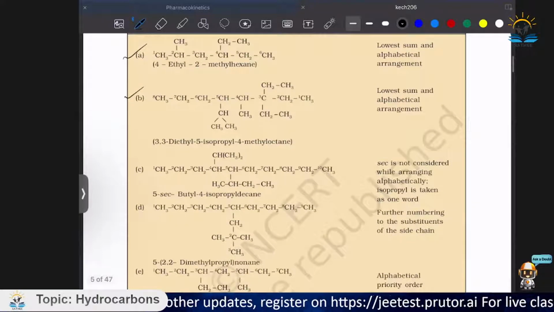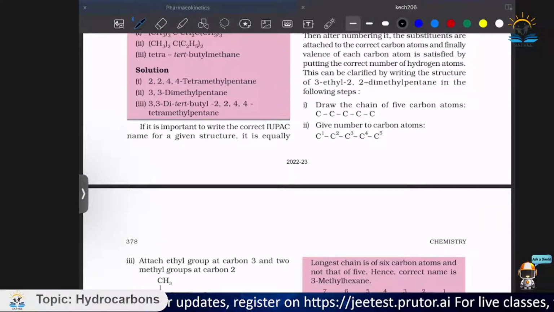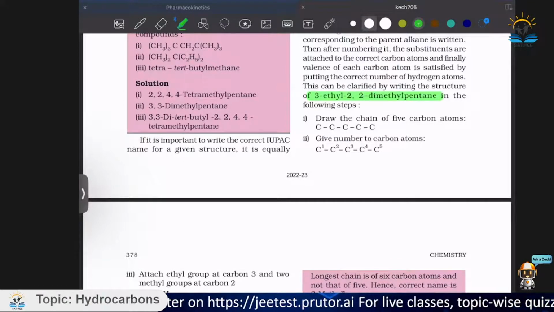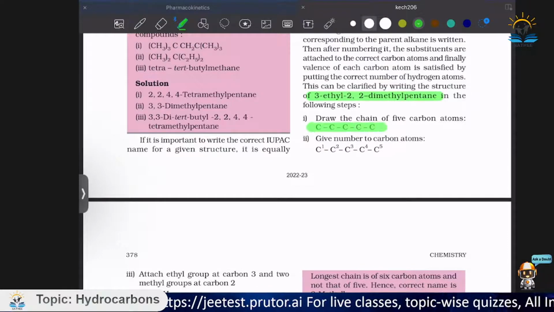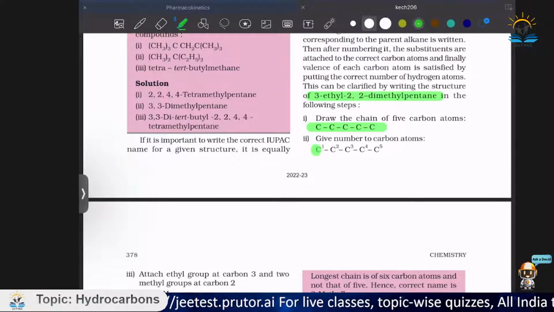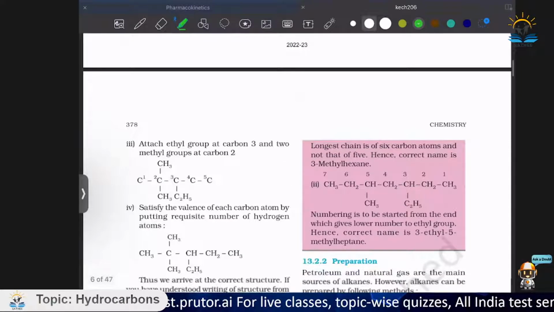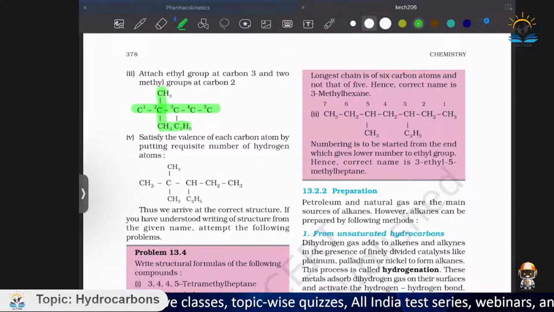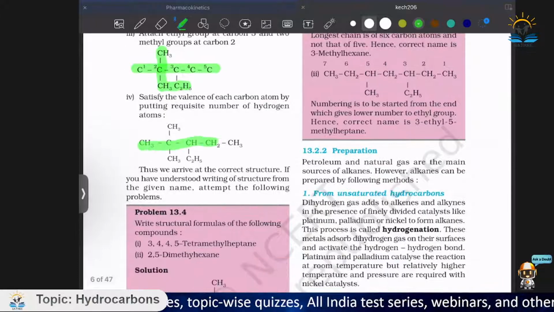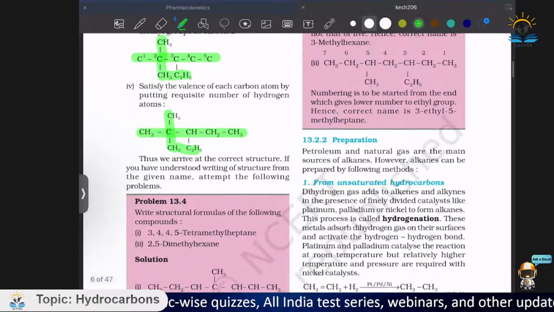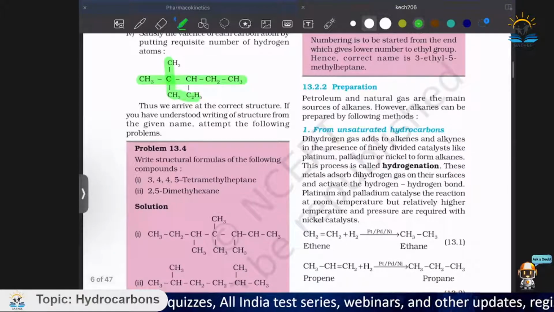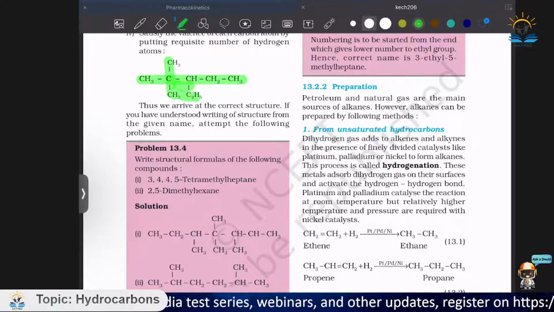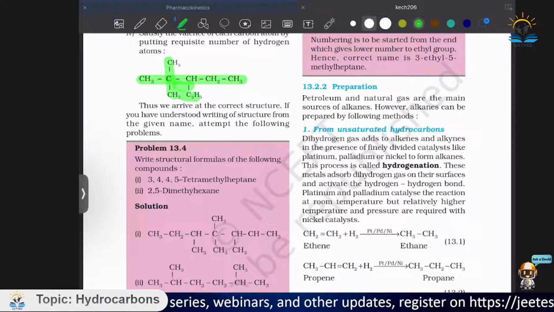Now, see, how do you write the structure from the name? So the name is 3-ethyl 2,2-dimethyl pentane. Because it is pentane, you draw a 5-carbon chain. You number it. Next, according to the number, you place the substituents. Then satisfy the valency of the main carbons by attaching hydrogens. You have the correct structure of 3-ethyl 2,2-dimethyl pentane.